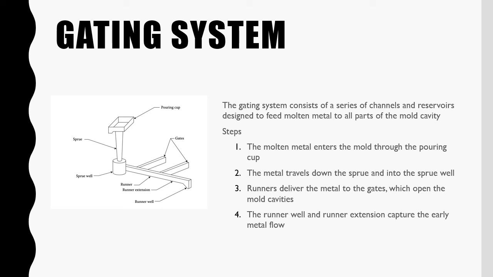First, the molten metal enters the mold through the pouring cup. It then travels down the sprue and into the sprue well. The runners deliver the metal to the gates, which open to the mold cavities, and then the runner well and runner extension capture the early metal flow, which degrades the metal properties.